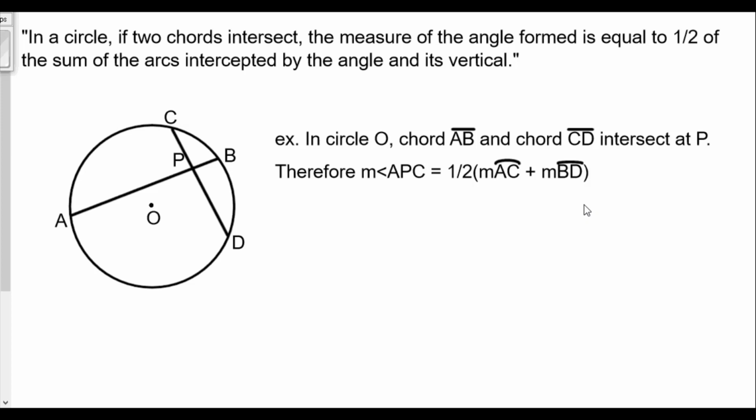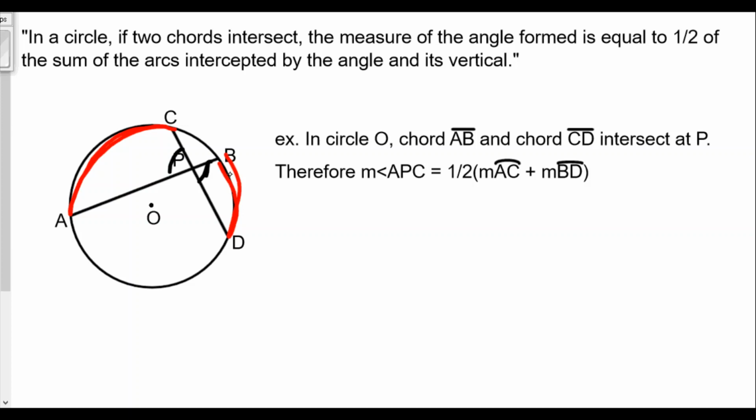So, example here is in circle O, chord AB intersects chord CD at P. Angle APC, this angle here, is congruent to angle BPD because vertical angles are congruent. And those two angles intersect two different arcs. First, angle APC intercepts arc AC. And angle BPD intercepts arc BD. And so those two arcs are both involved because they're both intersected by the vertical angles.